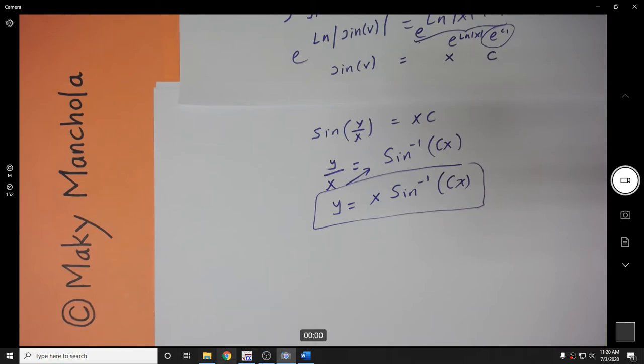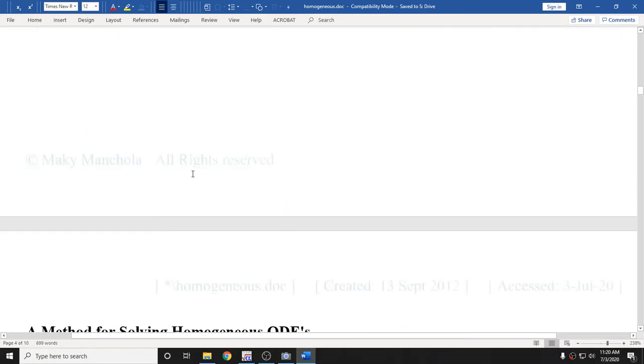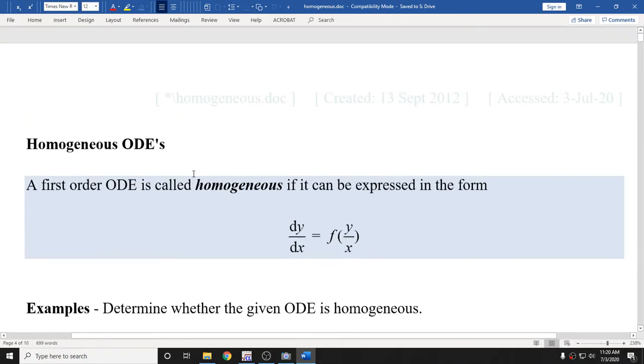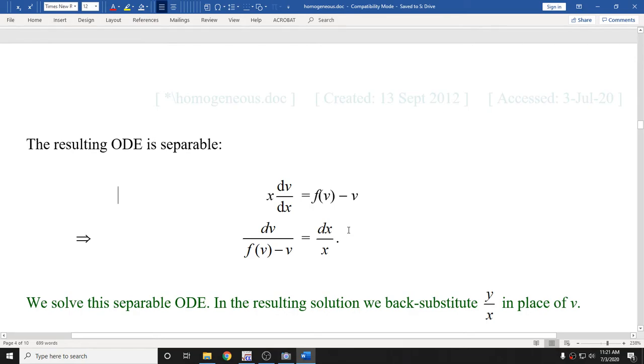Second example, dy dx equals x squared plus y squared over 2x squared. Now, our example says solve the given homogeneous equation. We have to put it in the proper format. I'm being told that this is a homogeneous equation, but it isn't in the format that I need it to be. I need a homogeneous equation to have dy dx equals some function depending on the variable y over x. So it is just a matter of achieving that form.